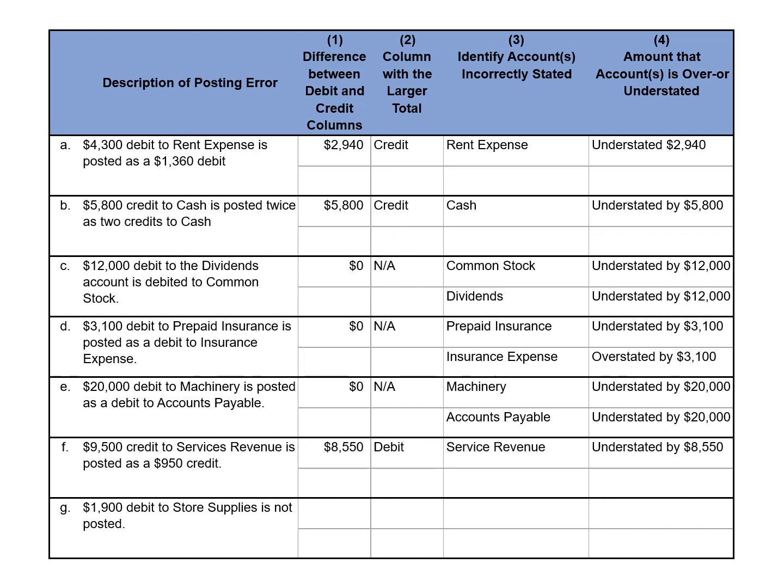And then in letter G, we have a $1,900 debit to store supplies that just never got posted. So we're missing that $1,900 out of our debit total on our trial balance, which means our credit column is higher. Our store supply asset account is incorrectly stated, and it's understated because debits increase that account and we're missing that debit.